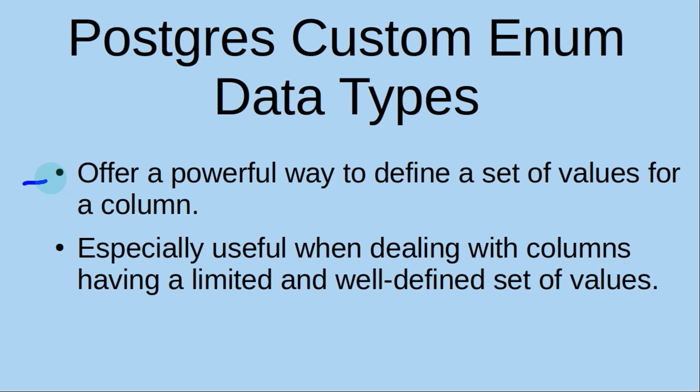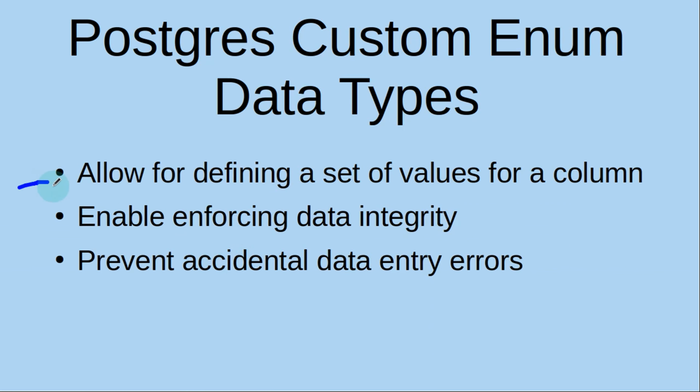Enums are specifically useful when dealing with columns that have a limited and well-defined set of possible values, such as statuses, types, or categories. That helps you keep track of what you're using there. They allow you to define a set of values for a column, meaning it can be confined. You can add more later on, but keep in mind that when they're specifically set, that also comes with some responsibilities and issues for maintenance.